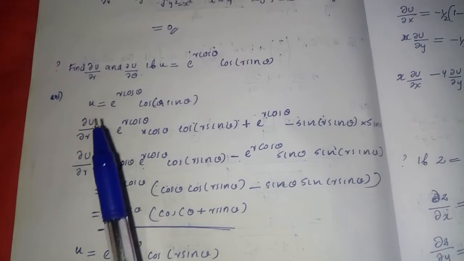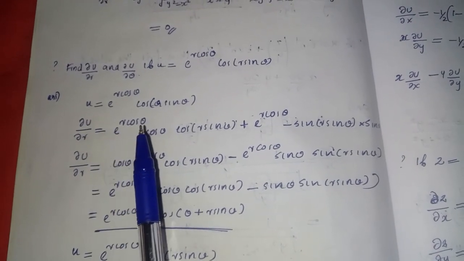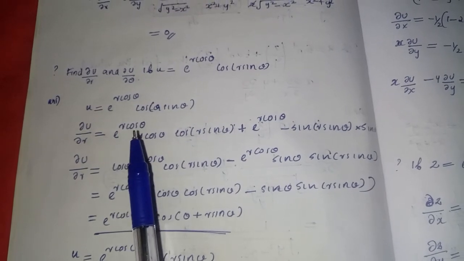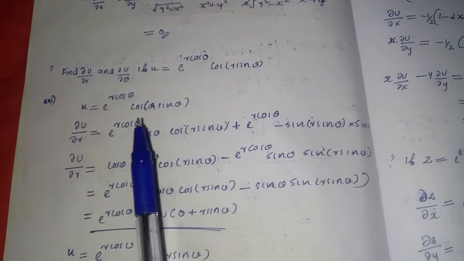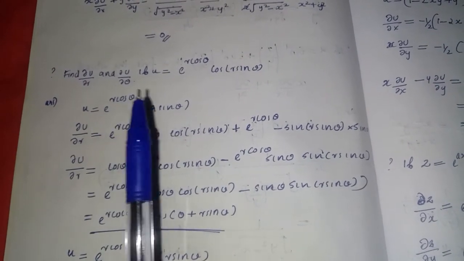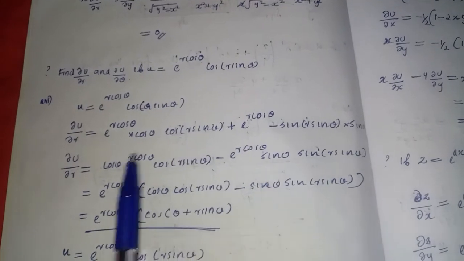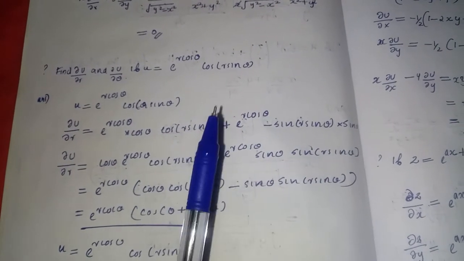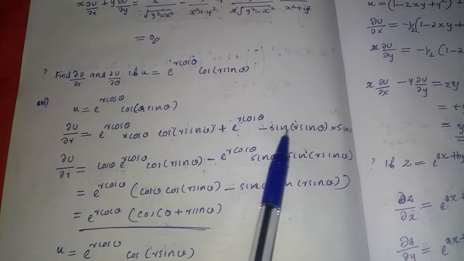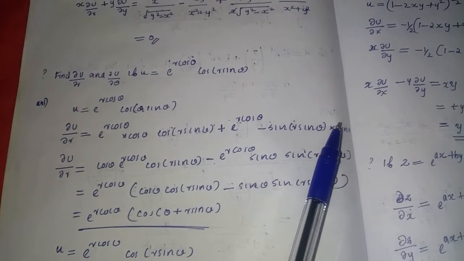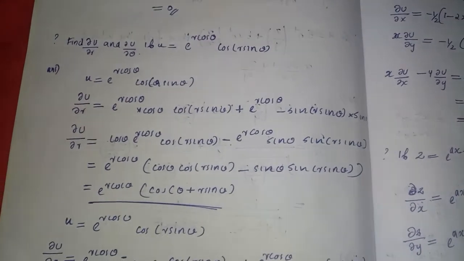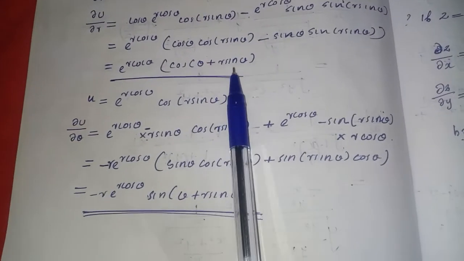So ∂u/∂r is e raised to r cos θ. Cos θ is a constant, so the derivative of r cos θ is cos θ, and cos, you know how to find the product derivative, that is first function times derivative of second function plus second function times derivative of first function, like that. And we have to consider θ as constant, so the derivative of cos of r cos θ is minus sin, and the derivative of r sin θ is sin θ, because θ is constant here. And after simplification we get the answer like this.